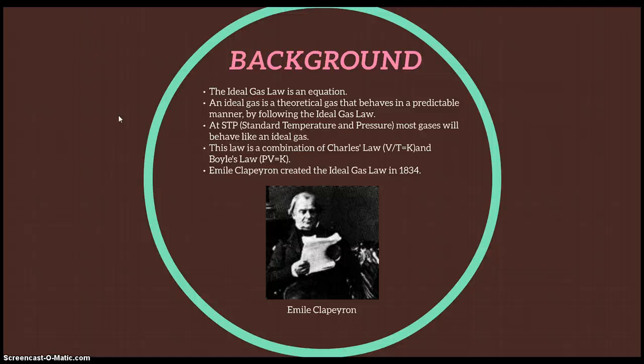This law, the ideal gas law, is a combination of Charles' law, volume divided by temperature equals constant, and Boyle's law, pressure times volume equals a constant. Emile Clapeyron created the ideal gas law in 1834.